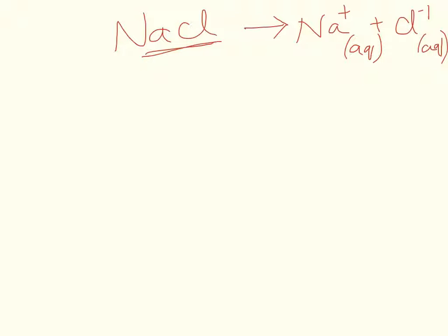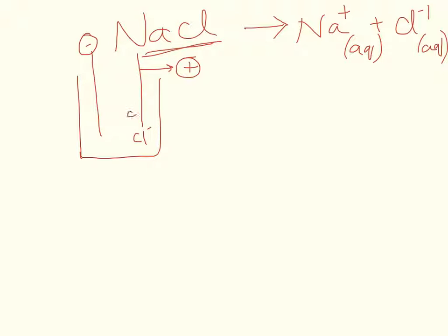And when you put this solution in an electric field, say this is negative and this is positive field, these ions will orient themselves. So all the chlorides will go towards the negative and all the sodiums will go towards the positive. And so that's how these ions will be ionized by water. And this is a strong electrolyte.